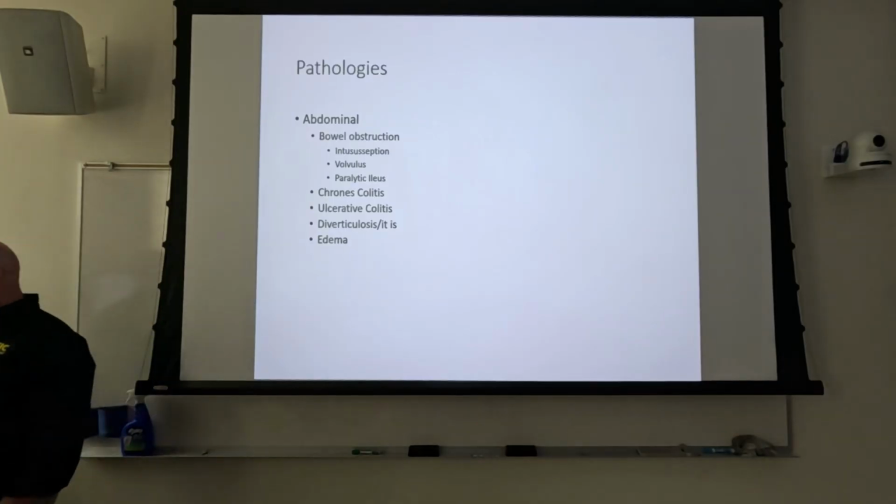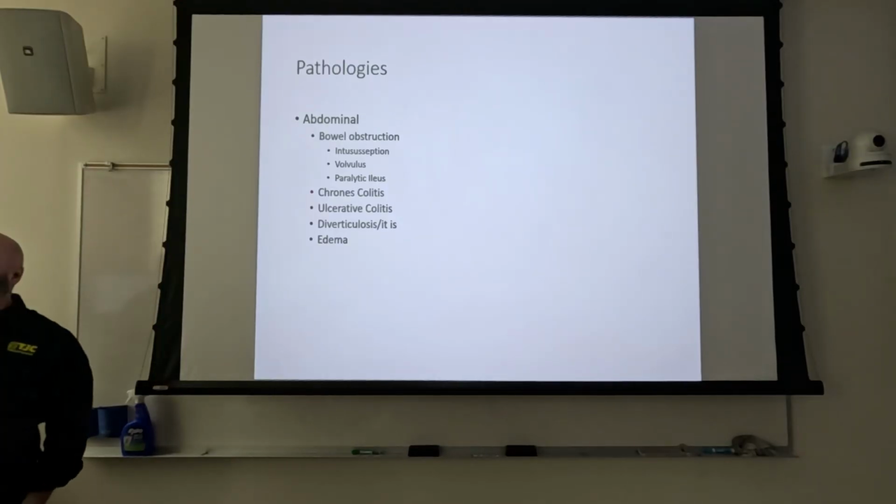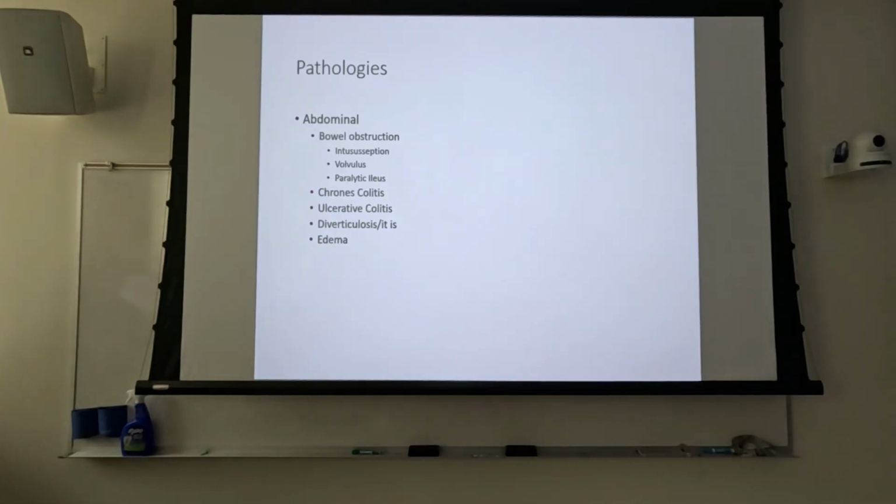So Crohn's disease, ulcerative colitis have kind of the same appearance. And that is, you've got that cobblestone appearance of the bowel. Diverticulosis, diverticulitis.